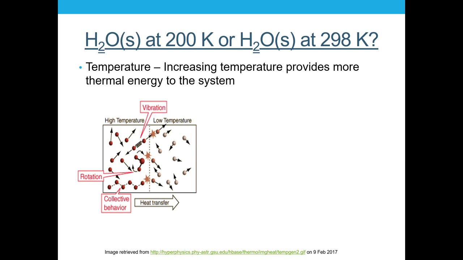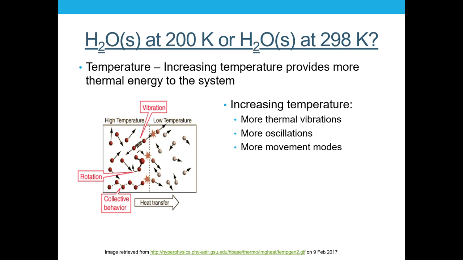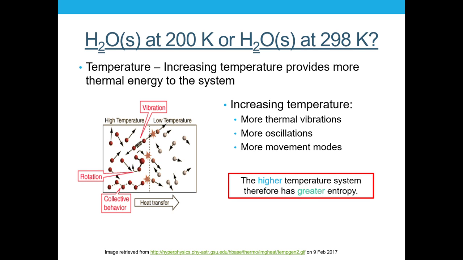So the first one that we're going to look at is temperature. We have water at 200 Kelvin versus water at 298 Kelvin. As you can see in the diagram, on the left we have a higher temperature where there are more vibrations and rotations, versus the lower temperature where there is less rotation and fewer states that the molecule can occupy. So you can conclude that water at 298 Kelvin will have a greater entropy than water at 200 Kelvin.